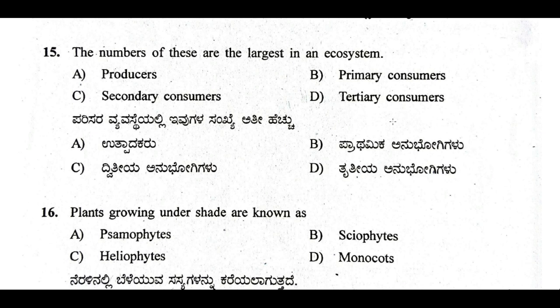The right answer is the producers, option A. Producers are organisms that can make their food, such as trees, shrubs, grass, algae, lichen, seaweed, and some bacteria. So the producer is the right answer, option A.